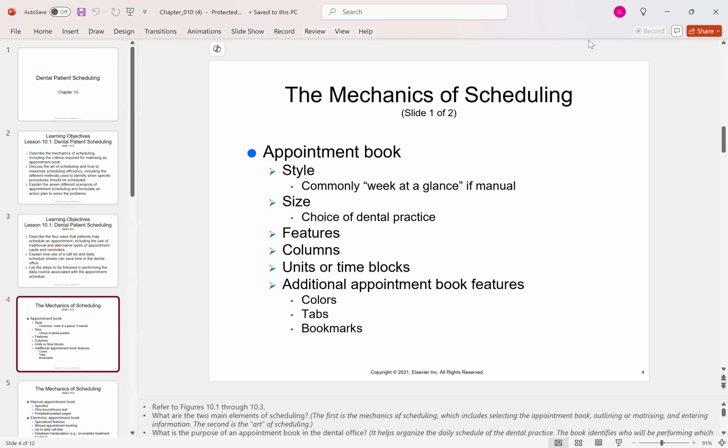So, under the mechanics of scheduling, we're going to talk about the appointment book: the style, size, features, columns, and whether we're using units or time blocks are all kind of dependent on what the dentist wants and what is best for the practice. We also might see some color coding, some tabs, and bookmarks being used.